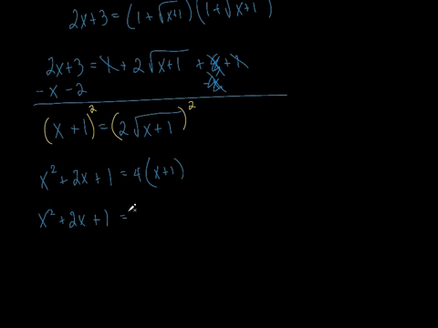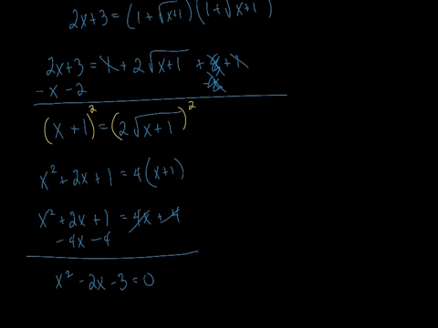It's a little bit of a lengthy problem, isn't it? So what do we get? 4x plus 4. It looks like a quadratic, doesn't it? So let's put everything on the left-hand side. I subtract a 4x, and then I subtract a 4, and then I'll get a 0 over here. So I've got x squared minus 2x minus 3 equals 0.